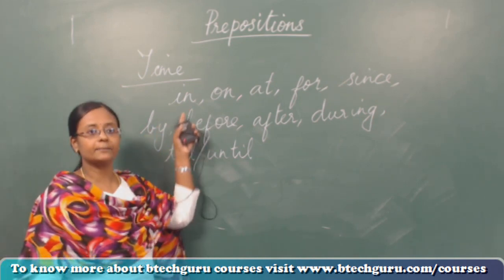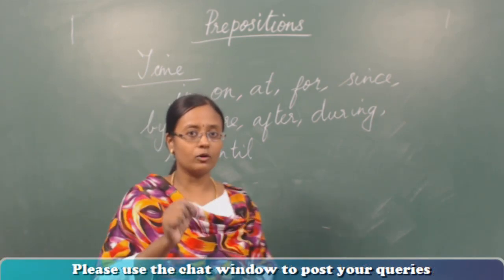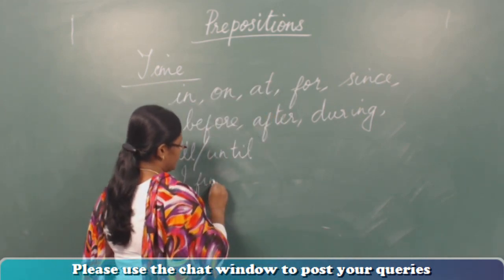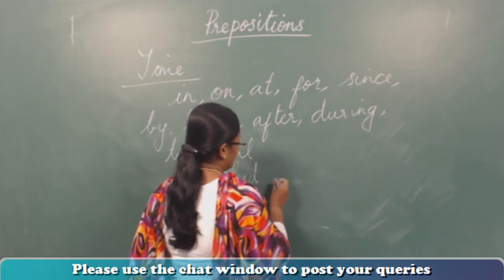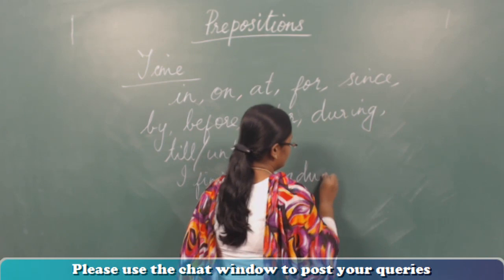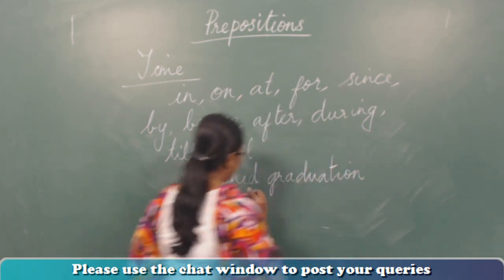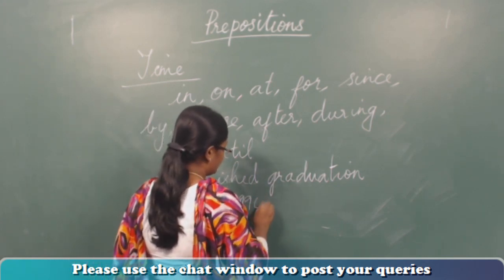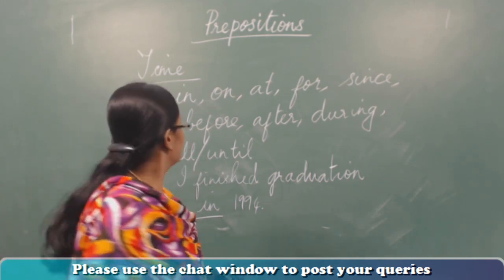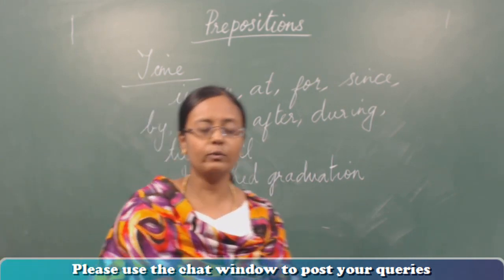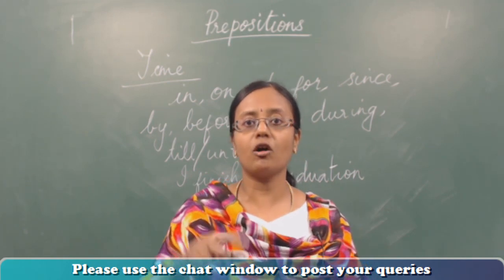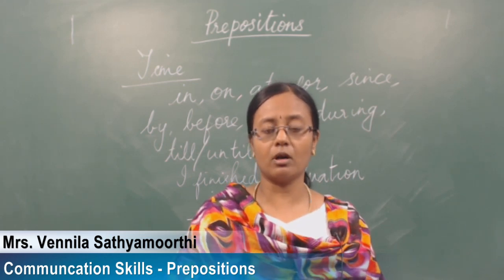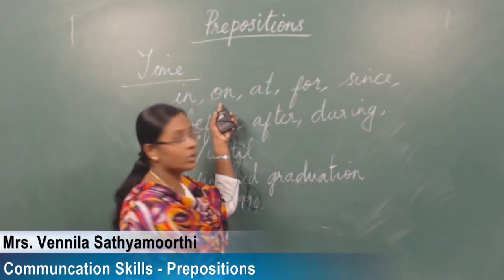Now, when do we use in? When we talk about a particular point of time, especially years. I finished graduation in 1994. Here we should use in when we talk about year. When do we use on? When we talk about days and dates. On Monday, on the 22nd of April, we have a meeting, right? When we talk about days and dates, we use on.